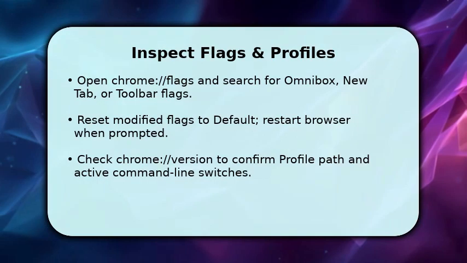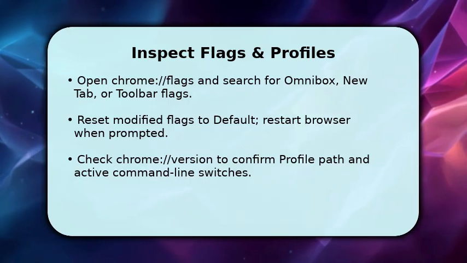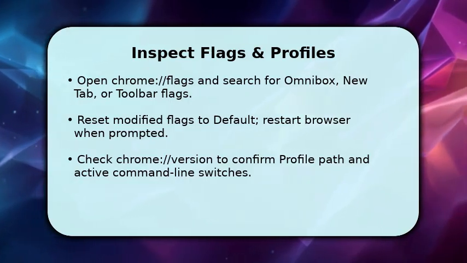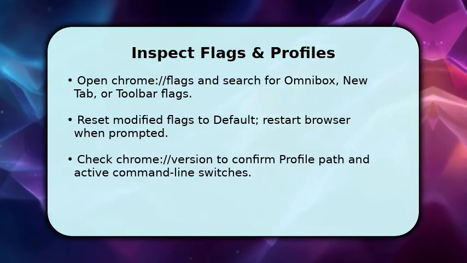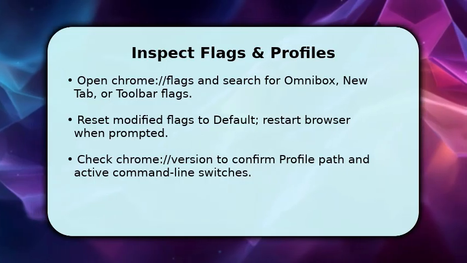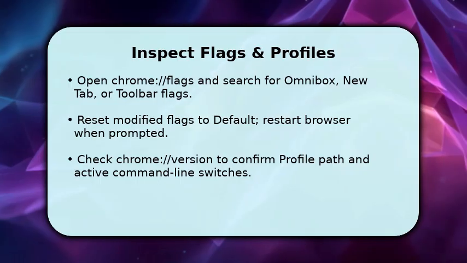Once done with updates, dig into experimental settings and profiles. Type chrome://flags and search for Omnibox, toolbar, or new tab-related flags. Experimental flags can toggle the search bar off. Reset any non-default flags back to default and restart Chrome when it asks.